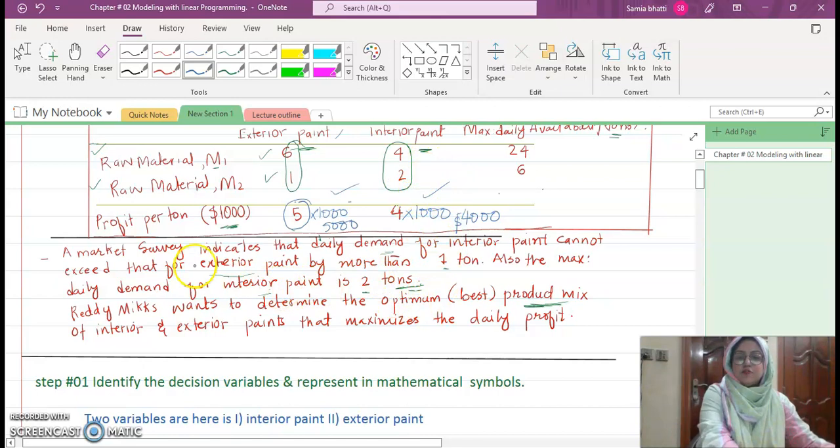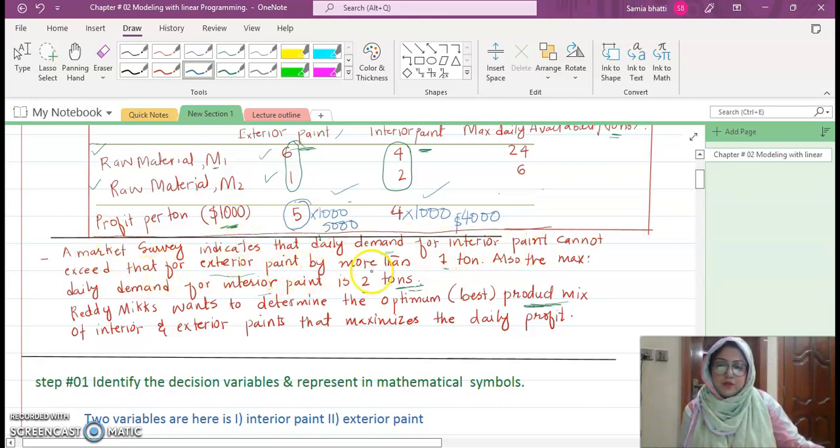More information is given regarding a market survey, which indicates that the daily demand for interior paint cannot exceed that for exterior paint by more than 1 ton. So whatever the production of exterior paint is, whatever the tons you are making of exterior paint, the interior paint is going to be always less than 1 ton by exterior paint. So it should not exceed the exterior paint by 1 ton. So this is a market restriction which we have gathered from the market.